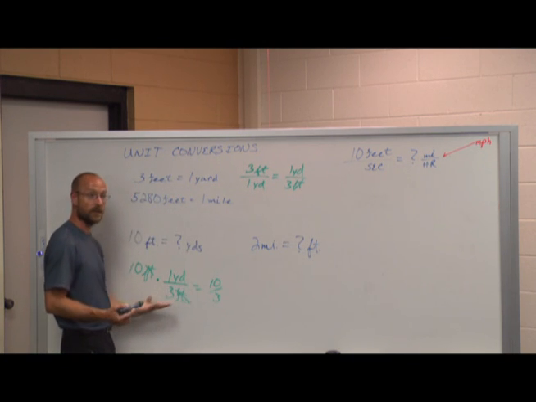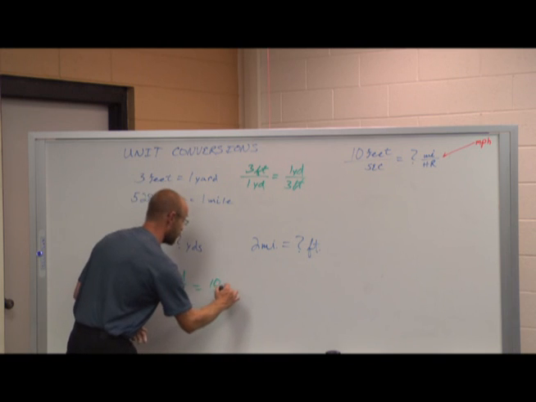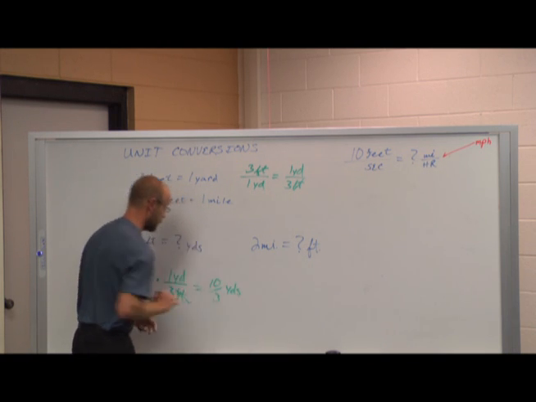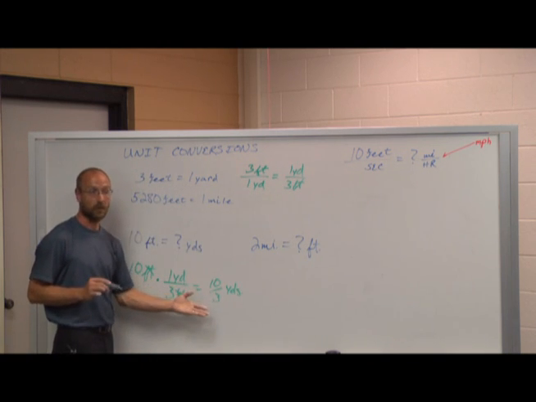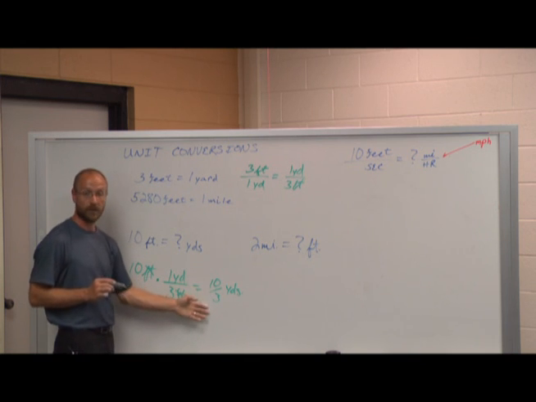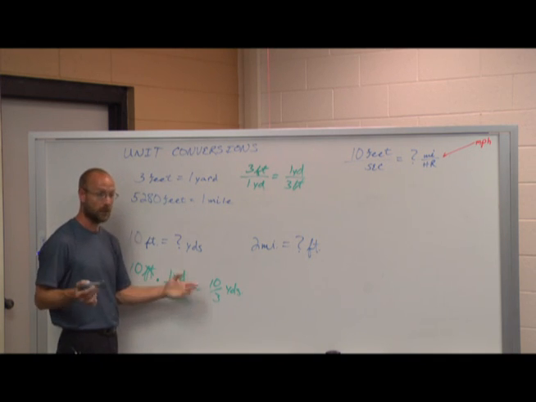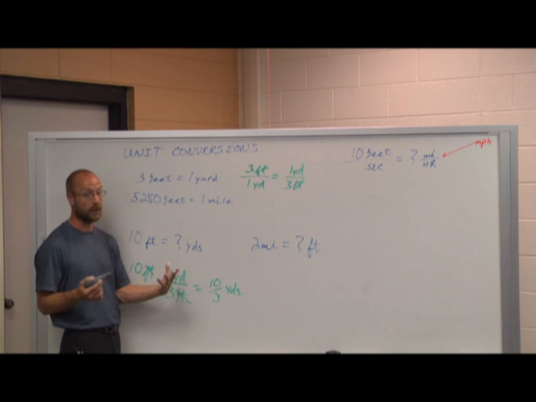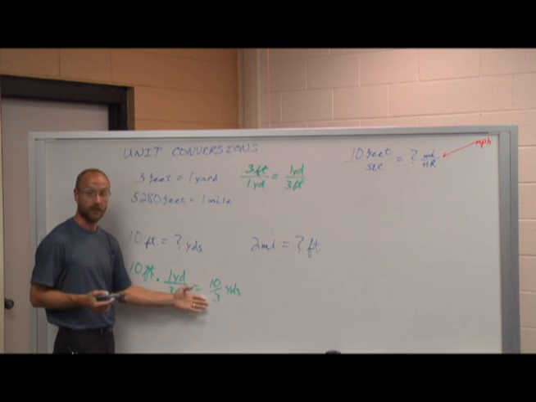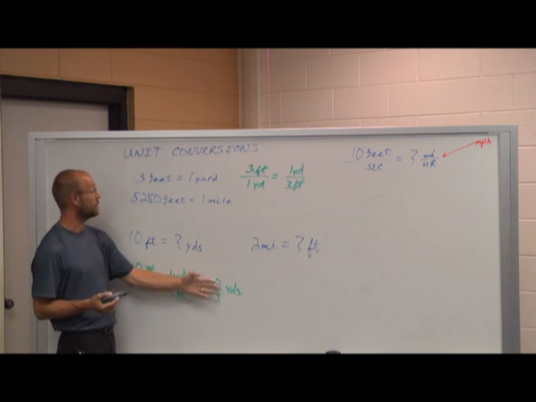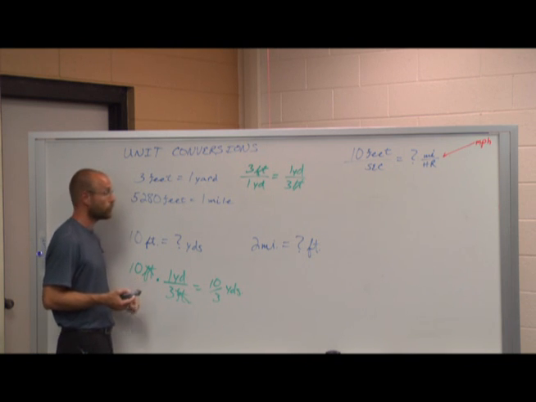What's the only unit that didn't cancel? That unit still remains. And that's yards. Now, I could write this as a mixed number, or I could leave it as an improper fraction. Either one's acceptable, 10 thirds or 3 1/3. That is the answer. There are 3 1/3 yards in 10 feet.